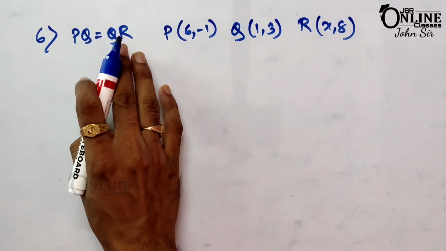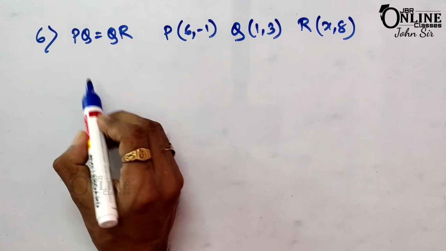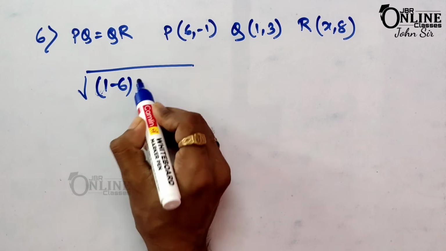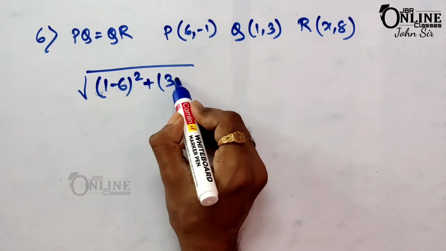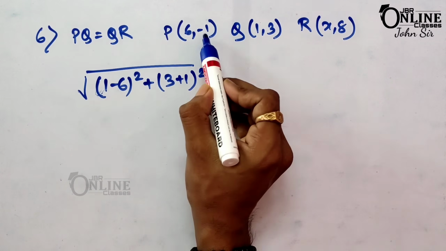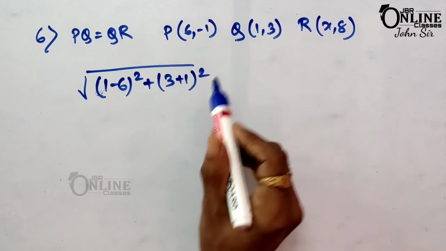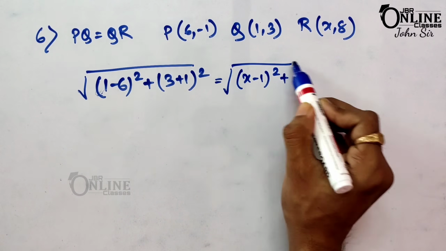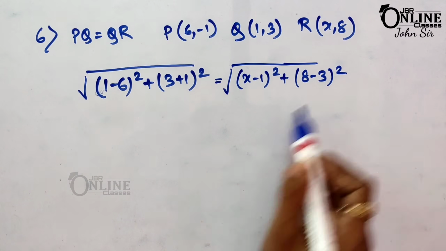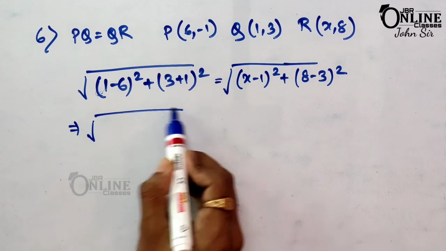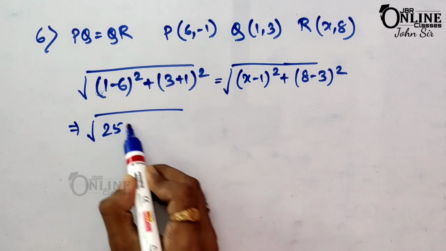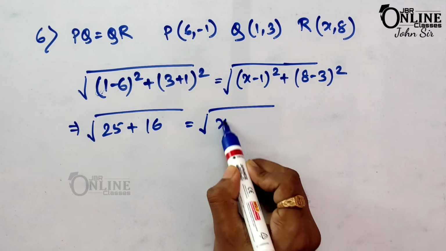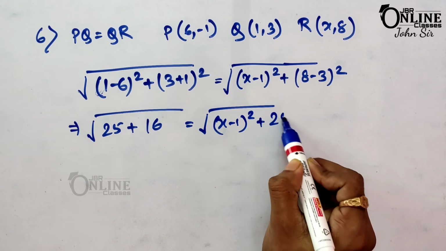So as PQ equal to QR, the distance PQ is 1 minus 6 whole square plus 3, and as here 1, so it will be plus, because here minus, so 3 minus minus 1, it will be plus 1. And next one QR, QR means x minus 1 whole square and then 8 minus 3 whole square. Okay, so now it will be here minus 5, that means 25, and this one here 3 plus 1 is 4, that means 16, and here x minus 1 whole square, here also 25.